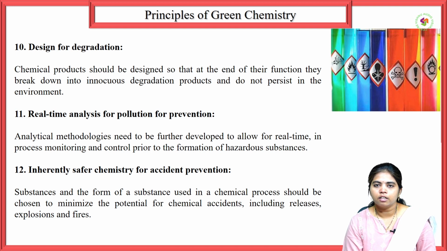And inherently safer chemistry for accident prevention is the 12th and last principle. The substances, and the form of substances, used in a chemical process should be chosen to minimize the potential for chemical accidents, including releases of hazardous compounds, explosions and fires. All these need to be reduced by using safer chemistry. Whatever the substances or forms of substances present in the reactions, they should not cause any kind of accidents, fires or explosions. So these need to be reduced.